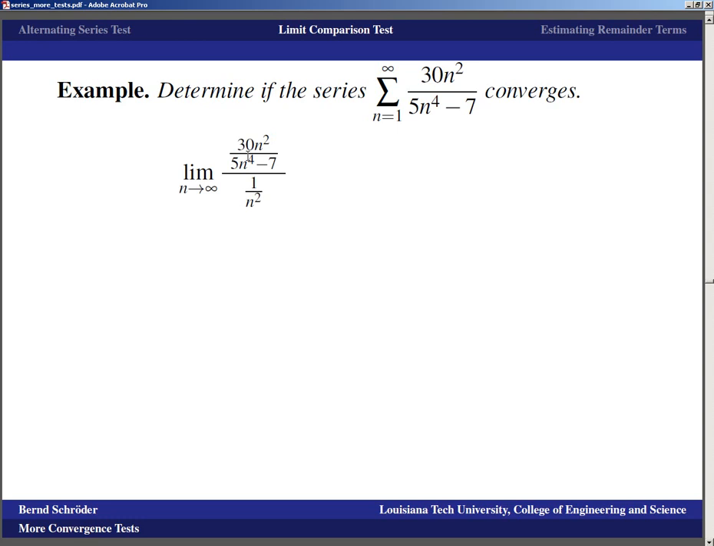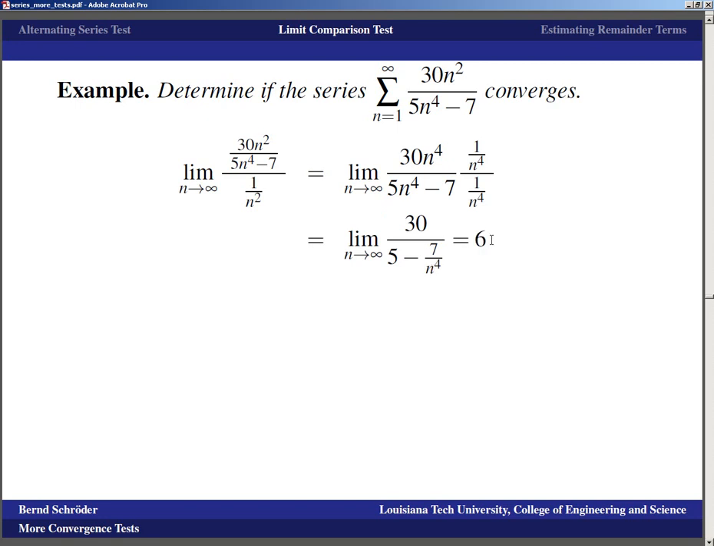So if I form the quotient of 30n squared divided by 5n to the 4th minus 7, divided by 1 over n squared, and take that limit, I just multiply with the reciprocal of 1 over n squared. I get the limit of 30n to the 4th divided by 5n to the 4th minus 7. We expand with 1 over n to the highest power of the denominator, so we expand with 1 over n to the 4th. We get the limit of 30 divided by 5 minus 7 over n to the 4th, which is 6, which is greater than 0.